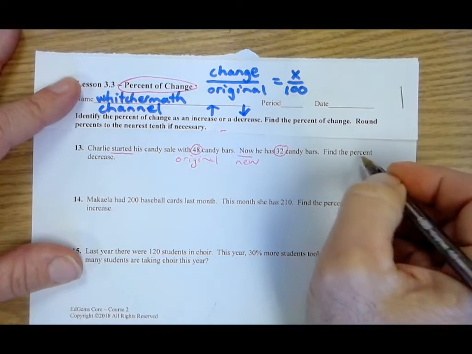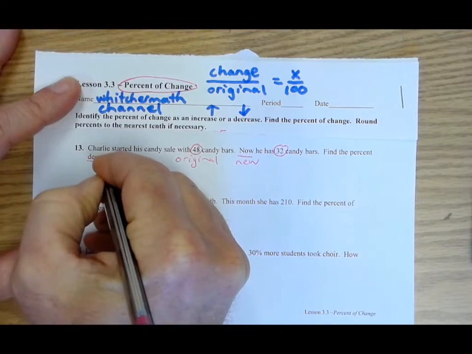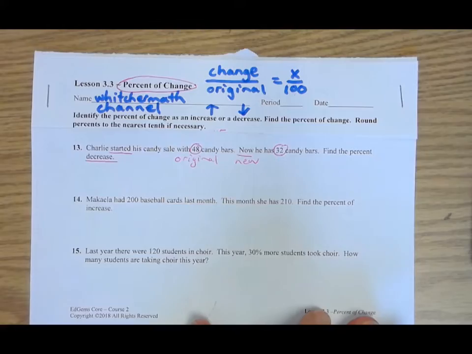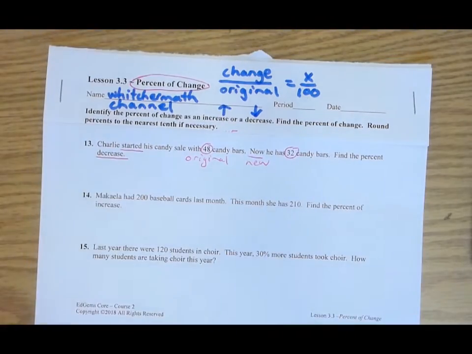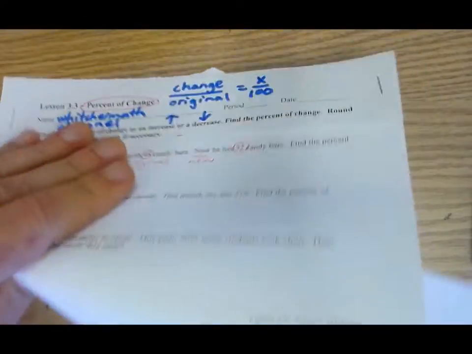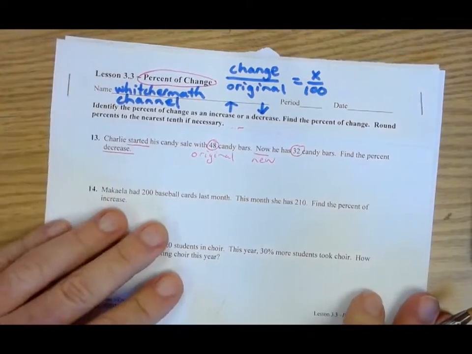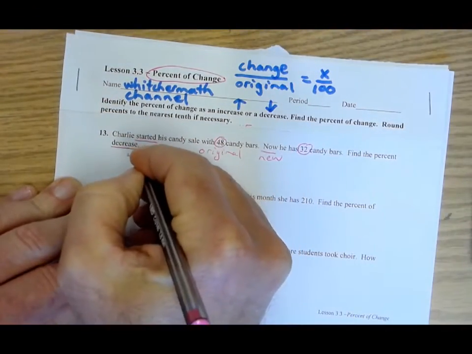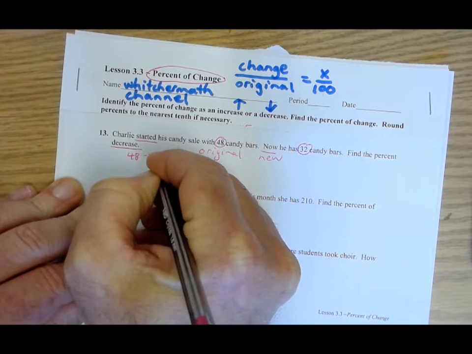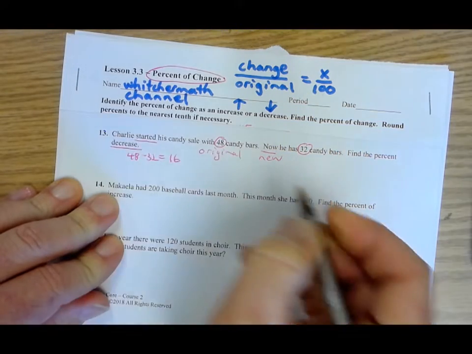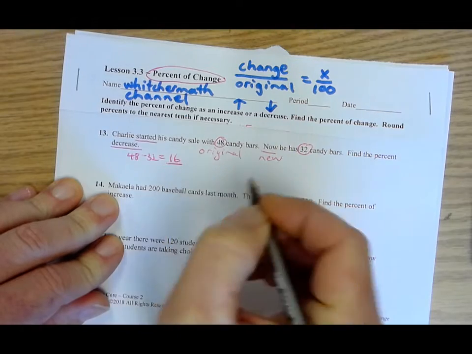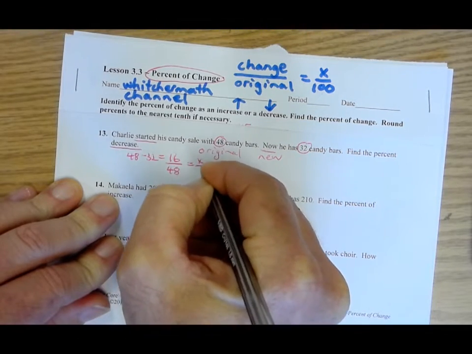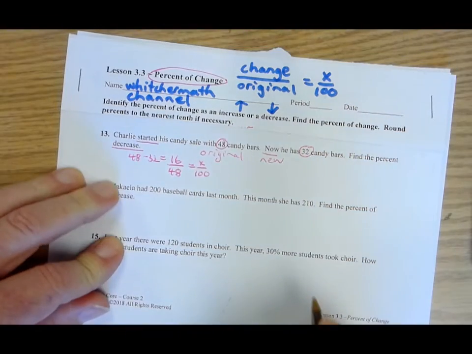Find the percent decrease. Well, that's cool. Whoever wrote the problem is telling us that it was a decrease. Good to know. Just in case you forget, let me reorganize here. Okay, so the change is 16. 16 on top of the original equals the percent of change.